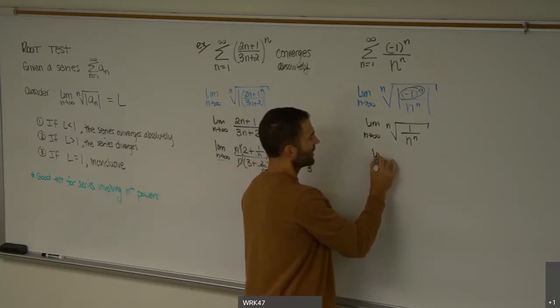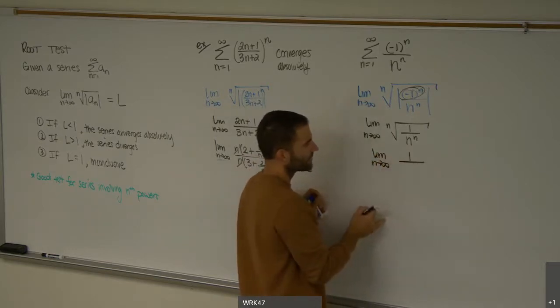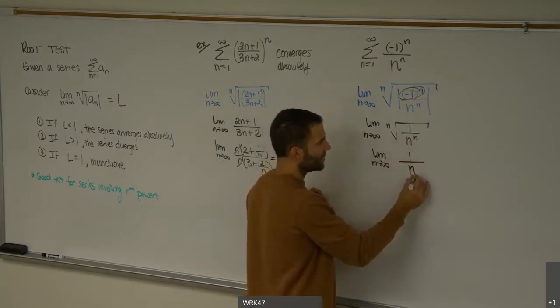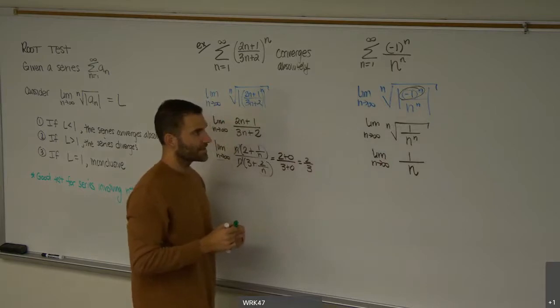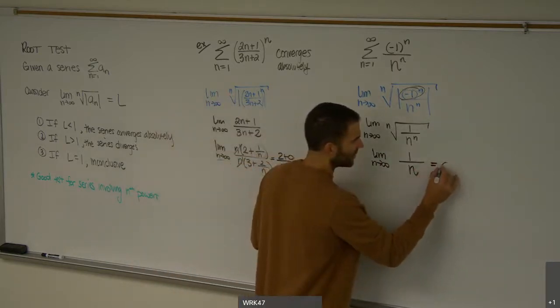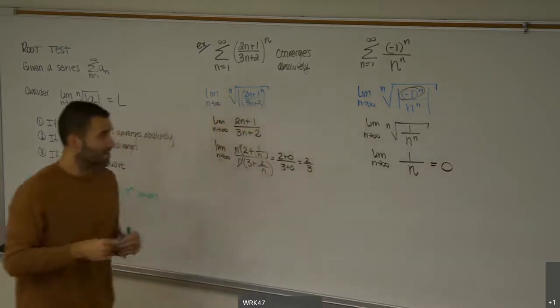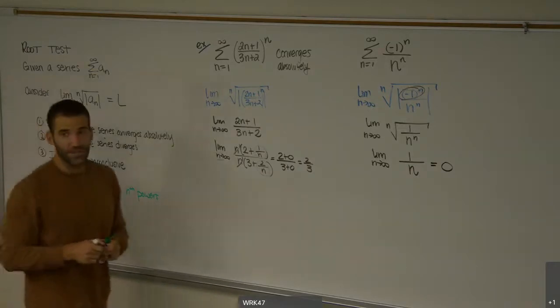Now, roots do split up over numerators and denominators. The nth root of 1 is, of course, 1. The nth root of n to the n now is just n, right? The nth power and the nth root cancel, giving me this. We take this limit and we get 0. Now again, 0 is not my answer. We look at my answer, we say, okay, we got 0. 0 is less than 1, and so that tells me this series converges absolutely.